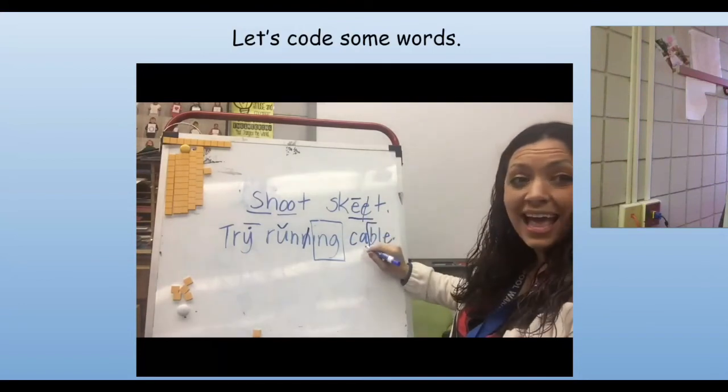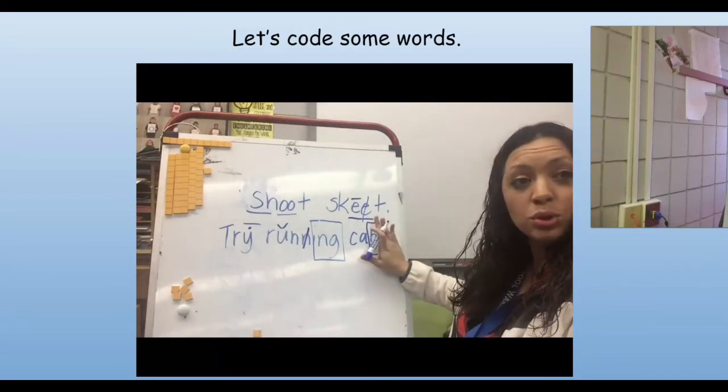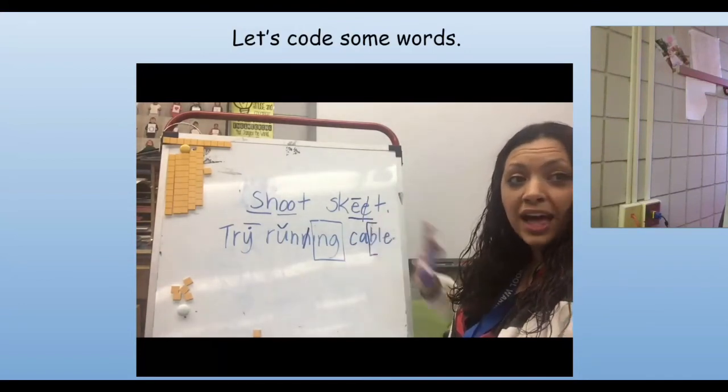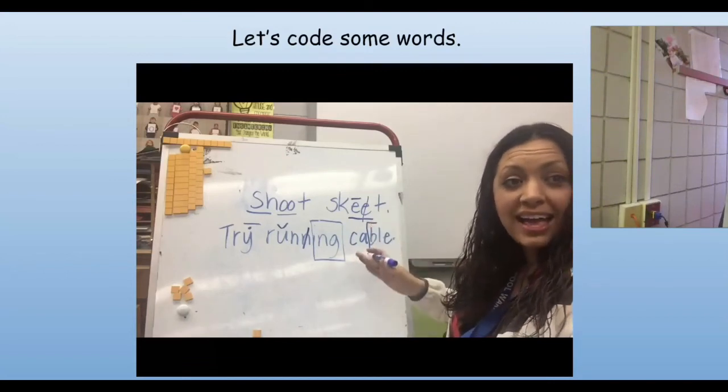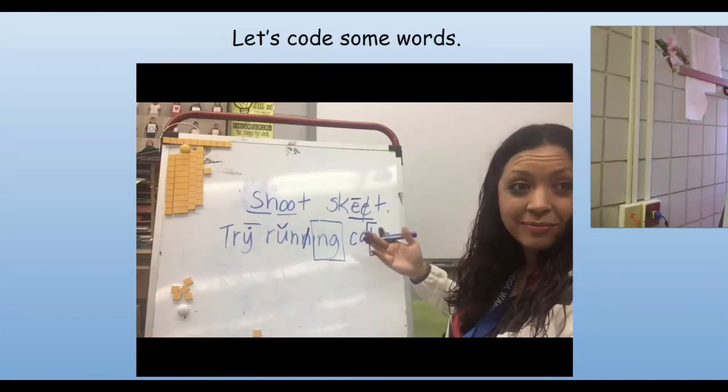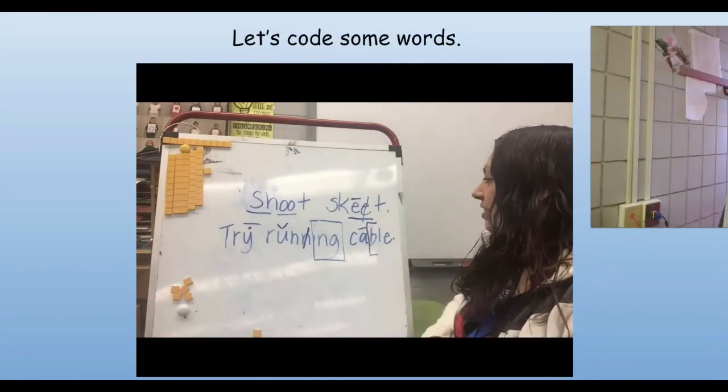My vowel is A, but since the bull is its own syllable, we act like the A has nothing behind it. It's like putting a wall up. So that A is going to be long because it's going to be open. So I need to add that.